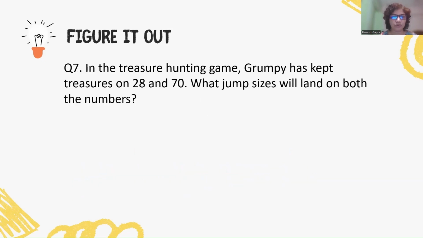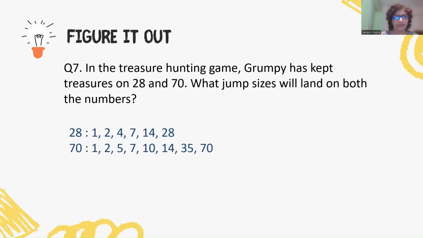So let's now move on to the next one. In the treasure hunting game, Grumpy has kept the treasures on 28 and 70. What jump sizes will land on both the numbers? So first we have to list down all the factors of both these numbers. Then we have to find the common factors. So these common factors are the jump sizes that land on both the numbers.